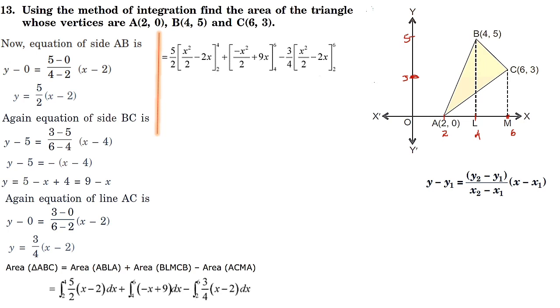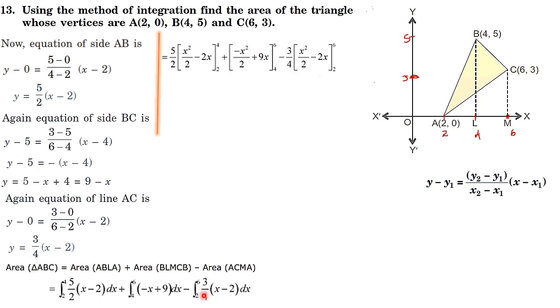Then apply the limit here. 5 by 2 is a constant, keep outside. Integration of x is x square by 2 minus integration of 2 into 1 dx is 2 into x. Apply the limit. Here again, integration of minus x is minus x square by 2 plus integration of 9 dx is 9x. Apply the limit.